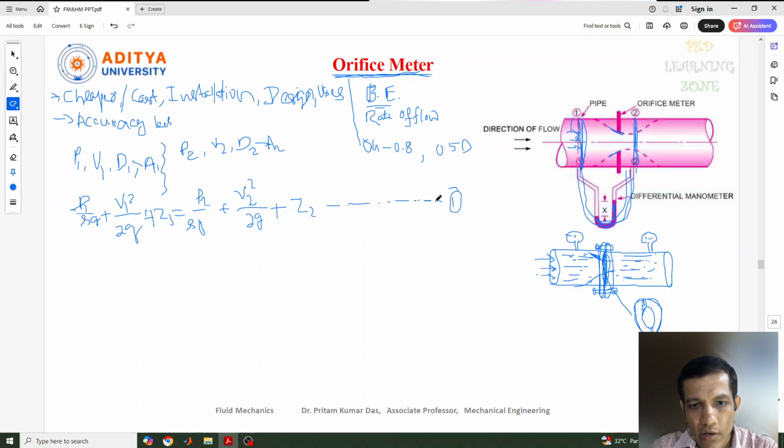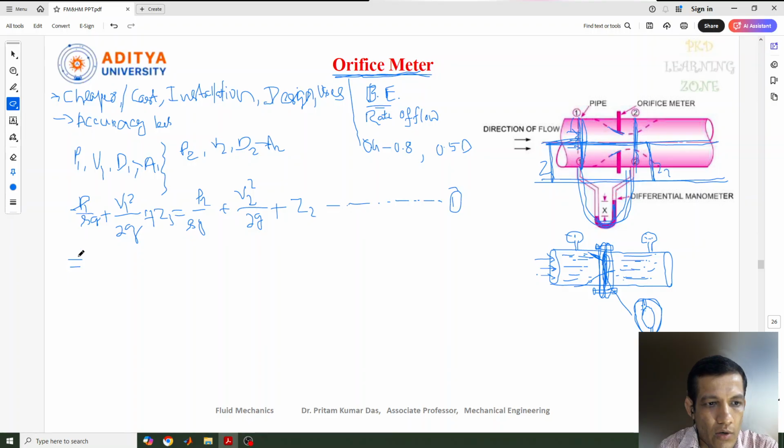Now Z1 and Z2 are the datum heights of the fluid. Datum height means the level of the fluid flowing in the pipe from the reference line. If you take a reference line, what is the distance of the fluid at section 1, and what is the distance from the reference to section 2? As the fluid is flowing in a pipe, if you take the center line of the pipe, then the distance of the center point at both sections is the same. So Z1 and Z2 are both the same, and we can cancel them.